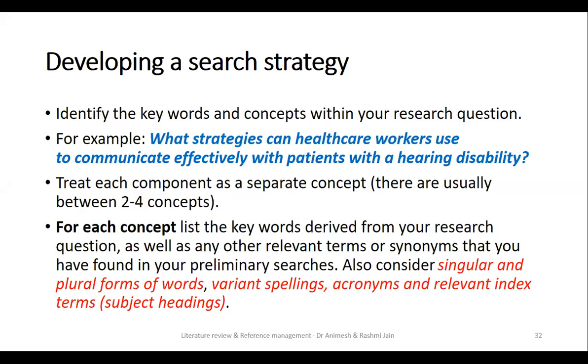Now, if I have to do a literature review for this particular topic, how do I go about it? I break it down. I take each component as a separate concept. Here you might be able to identify a few things which will form separate concepts, or at least different keywords. Once you have a concept for each, you derive a keyword, and once you do that, you can start with your search.